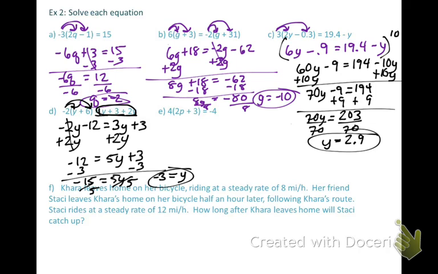I'd like you to try E by yourself. Put me on pause, check and see if you did it correctly. Alright, so on E, p equals negative 2.